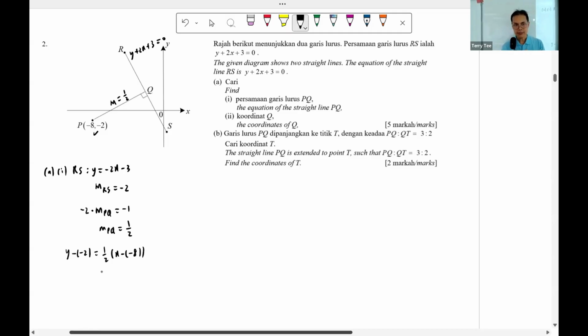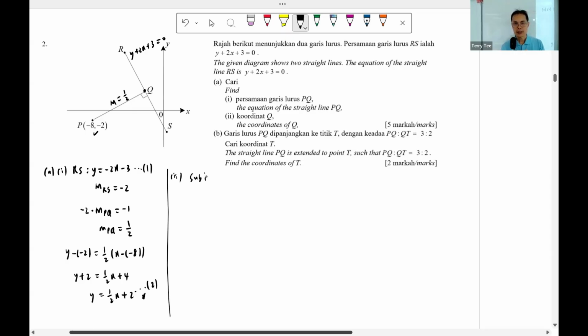Okay, you can times inside. This is y plus 2 equals half x plus 4. Bring the 2 over, y equals half x plus 2. All right, that is Roman 1. Roman 2, how do you find the coordinate point Q? Well, Q is the intersection between these two lines. So I can call this equation 1, I can call this equation 2, and solve them simultaneously, right?